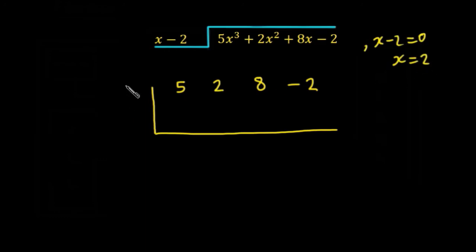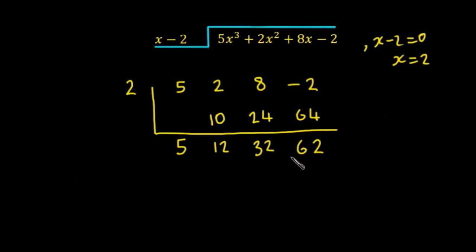Okay, so we've got this value 2 here, and we're starting off with 5, and we say 2 times 5 is 10, plus the 2 is 12. And then 2 times 12 is 24, plus the 8 is 32. And then you say 2 times the 32 is 64. 64 plus negative 2 is a value of 62. So again, we've got this remainder here, which is 62.